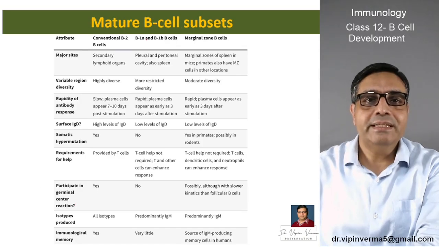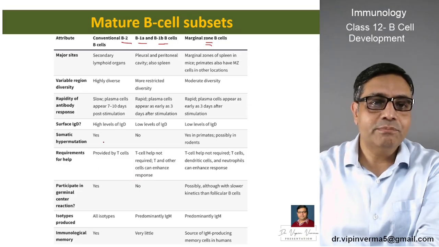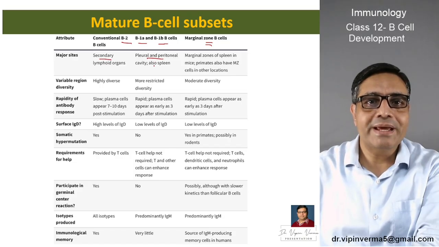Now if we see the mature B cell subsets, then we have the conventional B2 B cells, then we have the B1A and B1B B cells and marginal zone B cells here. Now this slide is slightly what we have already discussed, but it gives some more information. Okay, so if you can see here, for the conventional B2 cells, the major sites are secondary lymphoid organs, while here it is pleural and peritoneal cavity and spleen, and marginal zone B cells are in the marginal zones of spleen.